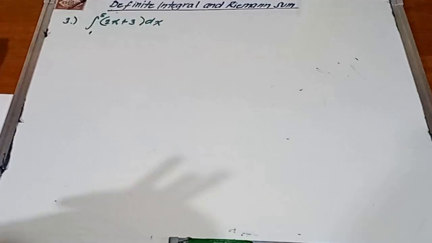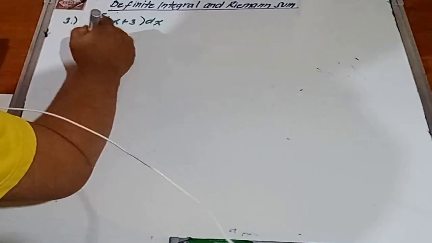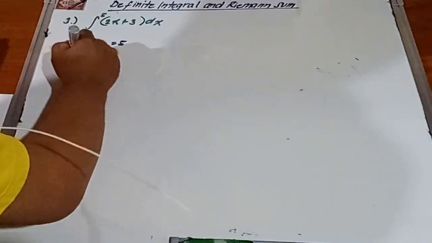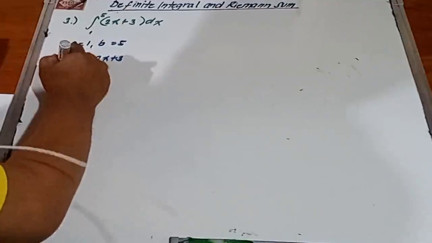So this is my third and last example in evaluating definite integral using the limit of Riemann sum. Okay, and the integral is 2x plus 3 dx from 1 to 5. Now, evaluate natin. Ang a natin dito ay 1, ang b natin ay 5. And f of x is 2x plus 3.